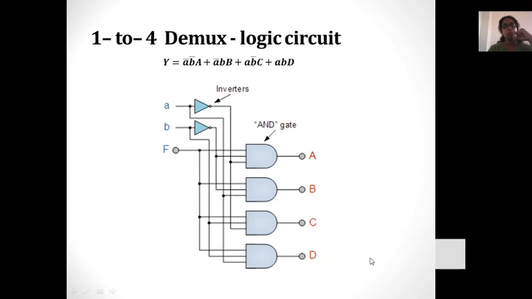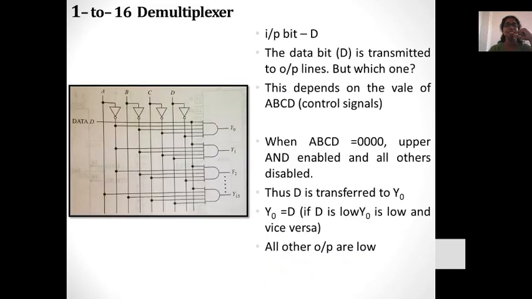So now we can move on to the next demultiplexer. What will be the next demultiplexer? Yes, you got it. It is the 1 to 16 demultiplexer. As the name indicates, how many inputs? 1. How many outputs? 16. So let's see the logic diagram. It is very easy. You draw the common, and I have to tell one thing.